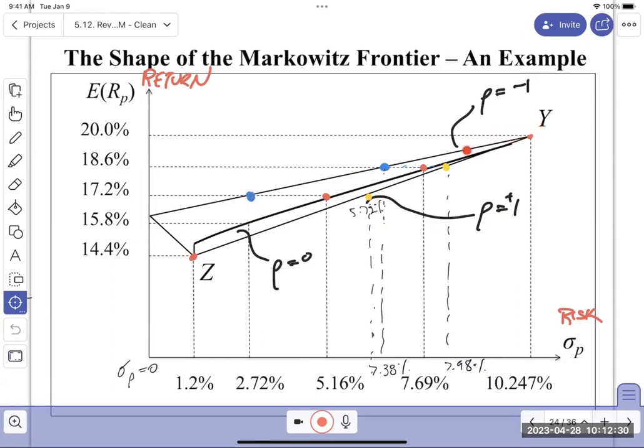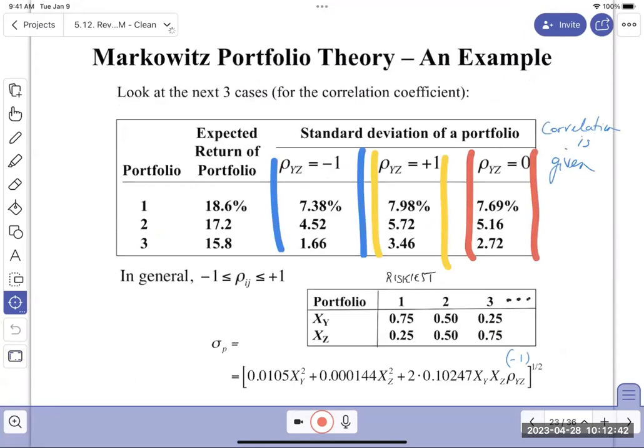You can see that because it's closer towards Z, right? So this combination is closer towards Z. This is actually 50-50. This one is 50-50 as well. And this one is 50-50 as well. So we'd have to put 0.5 in here. And what number do you get?